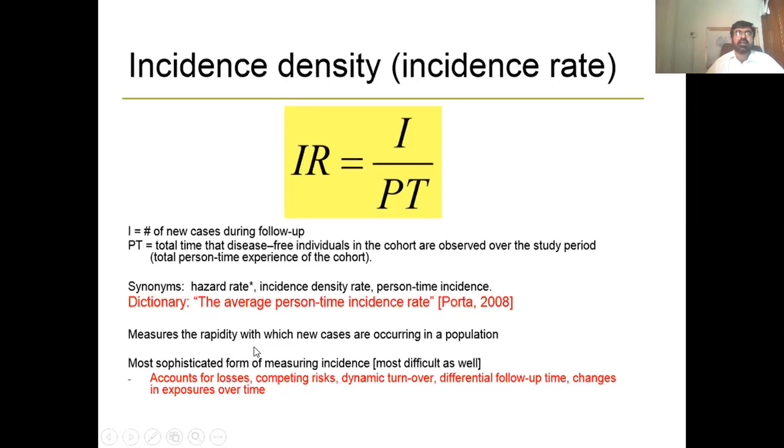It measures the rapidity with which new cases are occurring in a population. It is the most sophisticated form of measuring incidence, and the most difficult as well. It accounts for losses, competing risks, dynamic turnover, differential follow-up time, and changes in exposure over time.